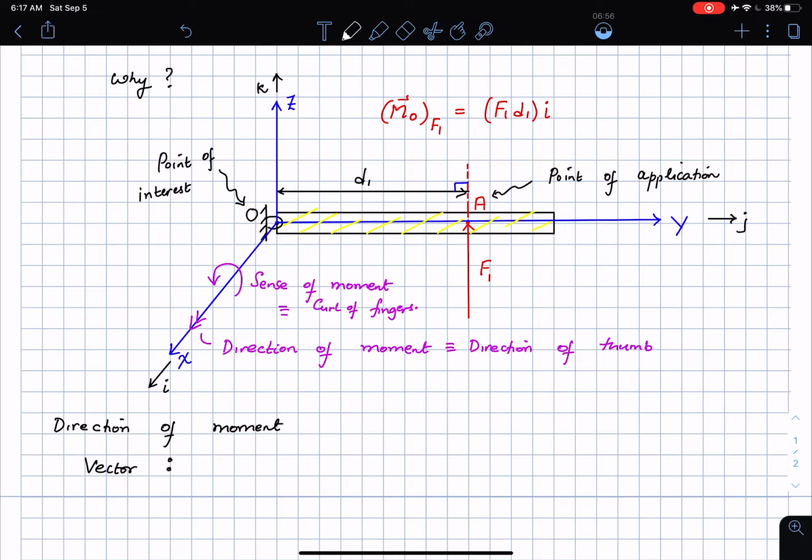So the direction of the moment vector is perpendicular to the plane containing the force and the perpendicular distance.